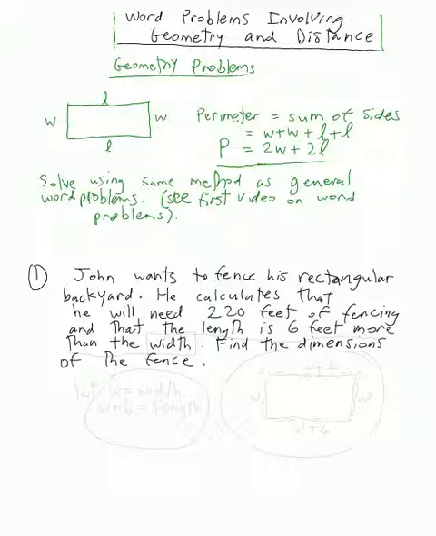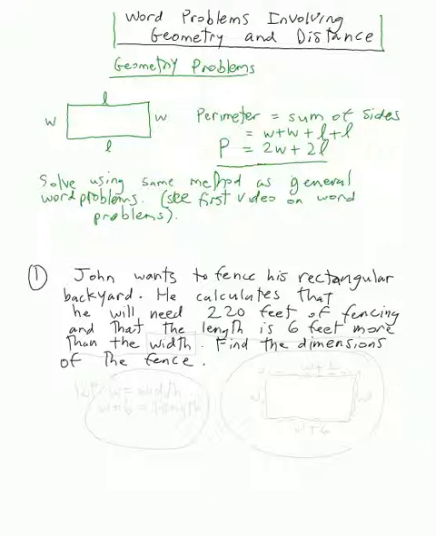Okay, so let's do our first problem. So this is problem 1. John wants to fence his rectangular backyard. He calculates that he will need 220 feet of fencing and that the length is 6 feet more than the width. Find the dimensions of the fence.